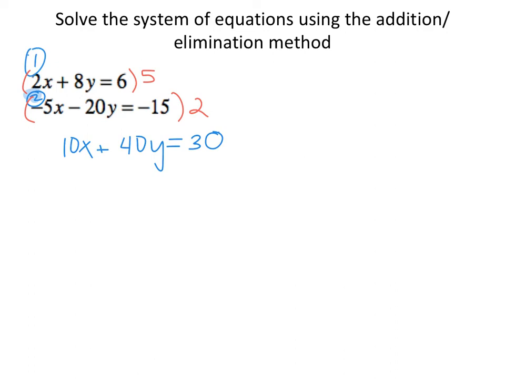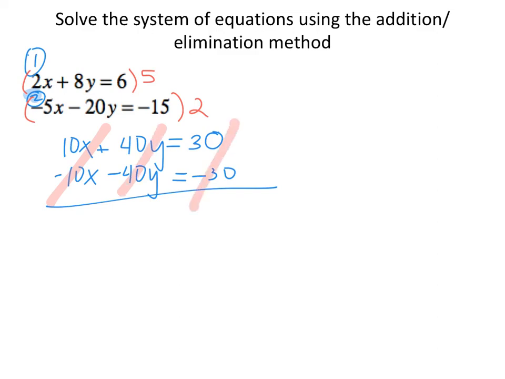Then I have negative 10x. 2 times negative 20 is negative 40y is equal to negative 30. Now I'm going to be doing my addition elimination, my addition step. 10 plus negative 10 is 0. Okay. Then I have 40 plus negative 40. That also cancels each other out. 30 plus negative 30 is also 0.